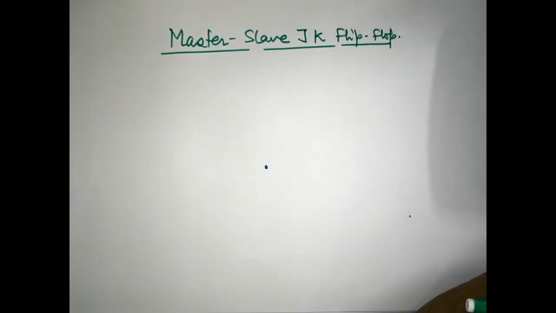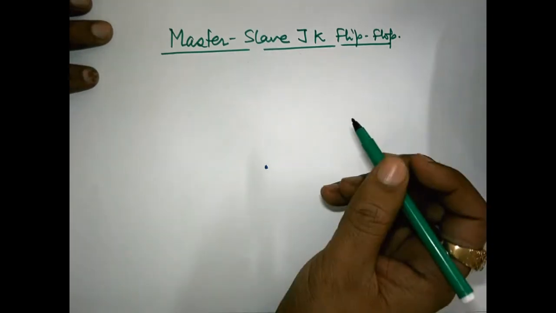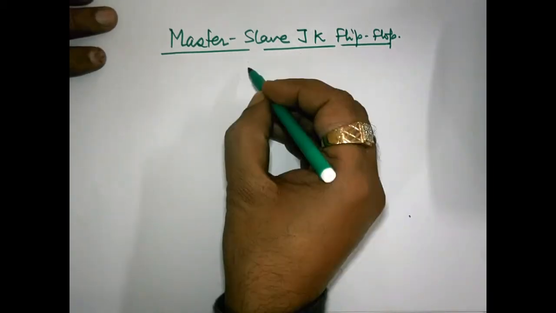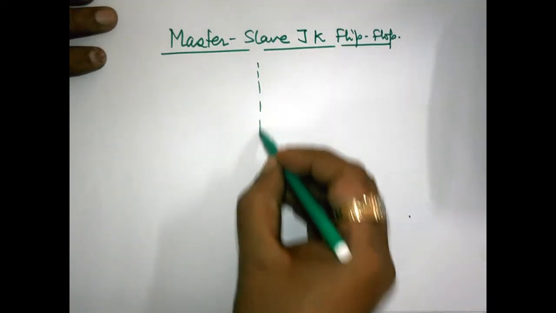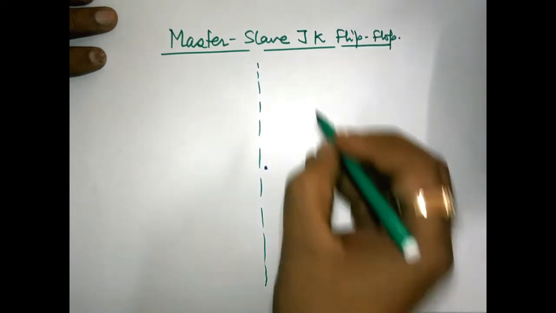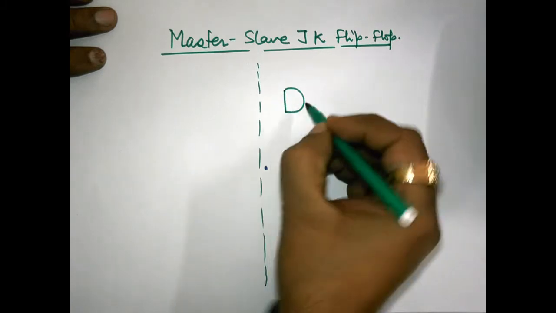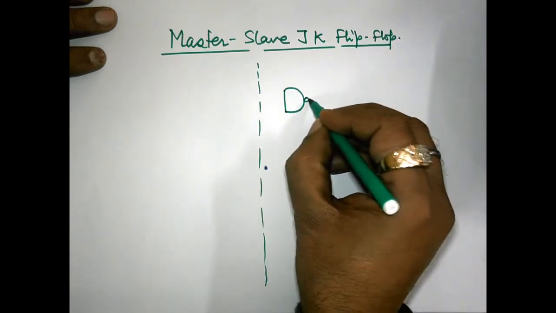You might have heard this name somewhere. Basically, now we have two sections of flip-flop. One is known as master section and other is known as slave section. So let us first make the slave section.